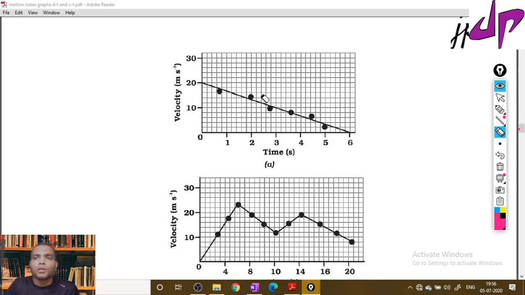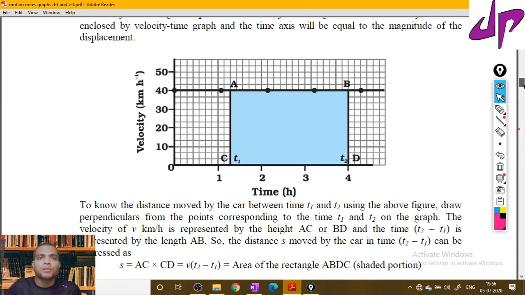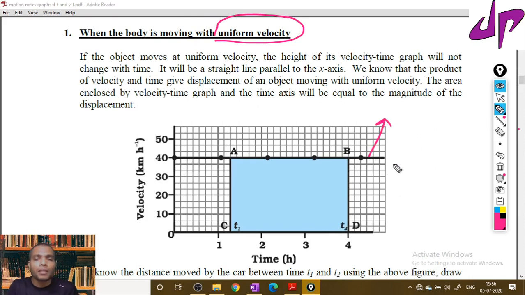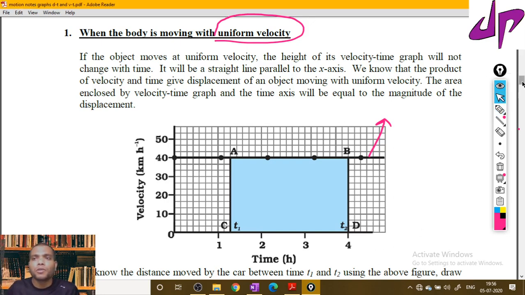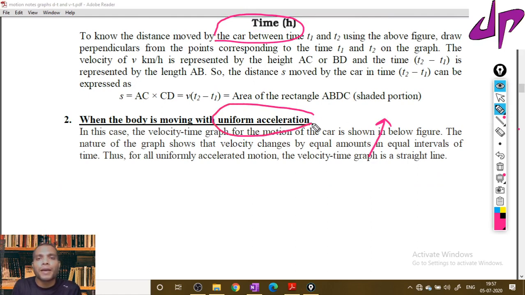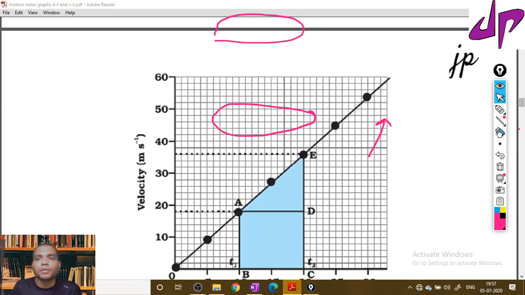The first case tells about when the object moves with uniform velocity. Just remember the shape of the graph. It is just a straight line, with uniform velocity, parallel to the x-axis. And the second case is when the object is moving with uniform acceleration. In that case, this is the shape of the velocity versus time graph. The graph is increasing linearly.